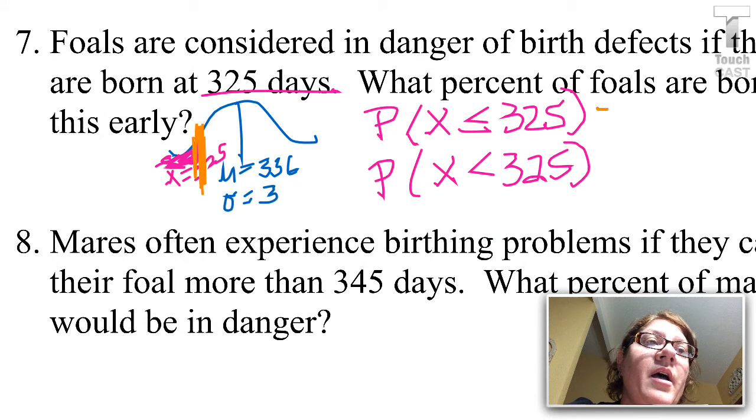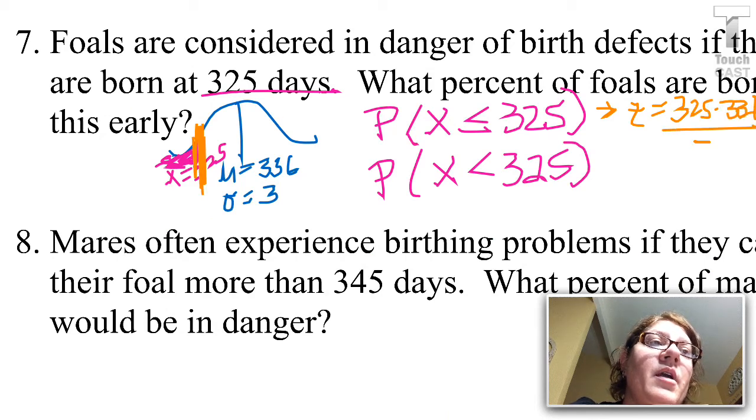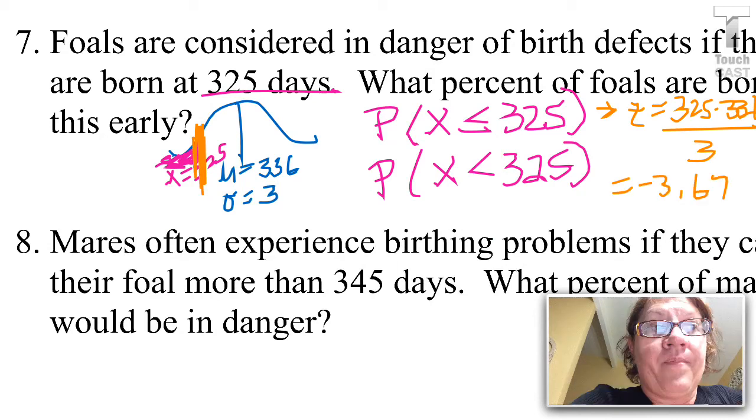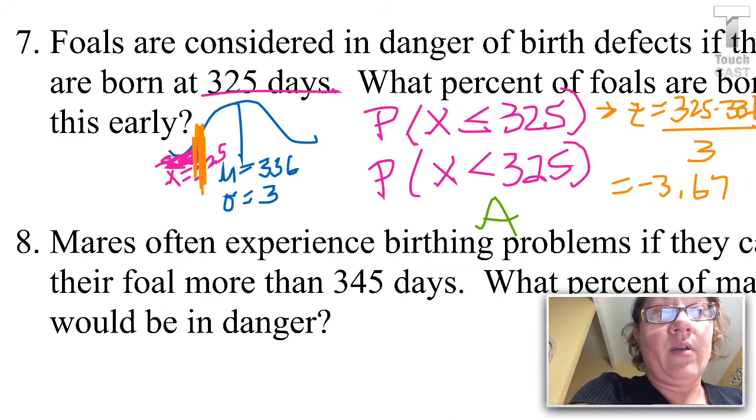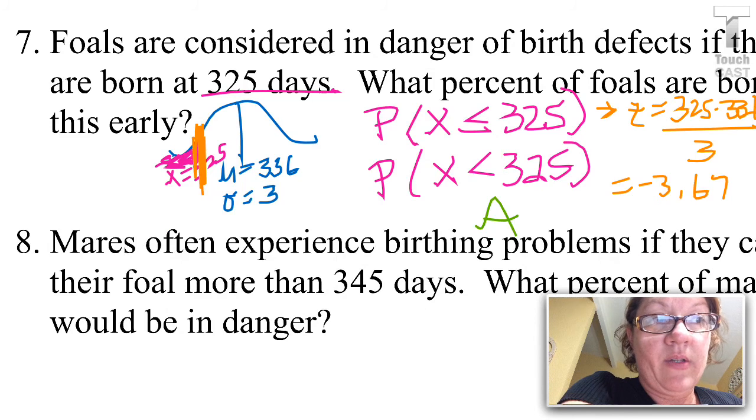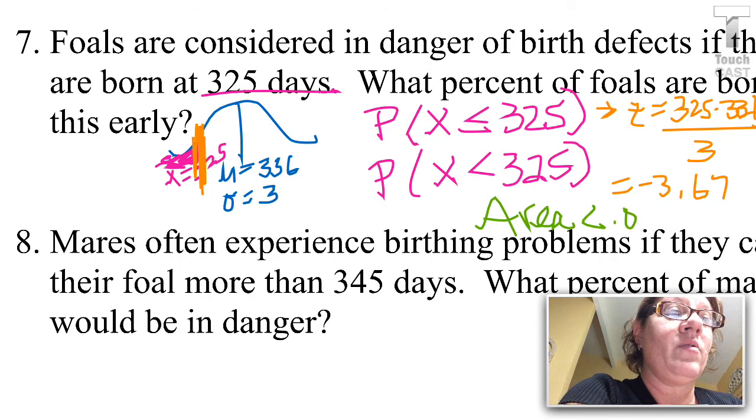And so again, I have to find my z-score and then go look up the area. So there's my z-score, negative 3.67. And now I'm going to look up the area for that in the table. Oh, wait a minute. The table doesn't go that high. So I say, ooh, it must be a really small percent because the smallest percent in the table is 0.02. So I'm just going to say that it's less than 0.02.